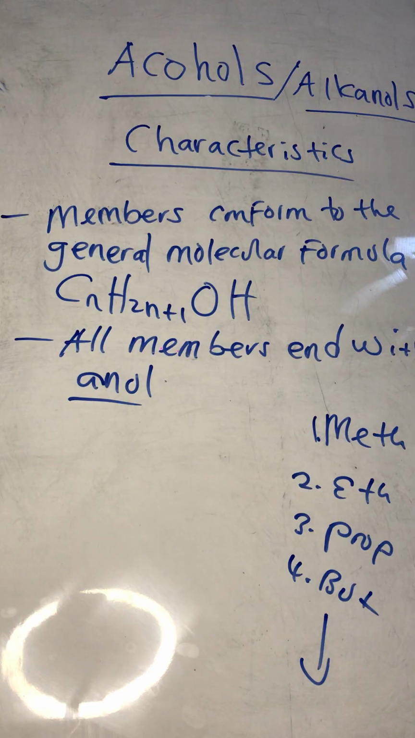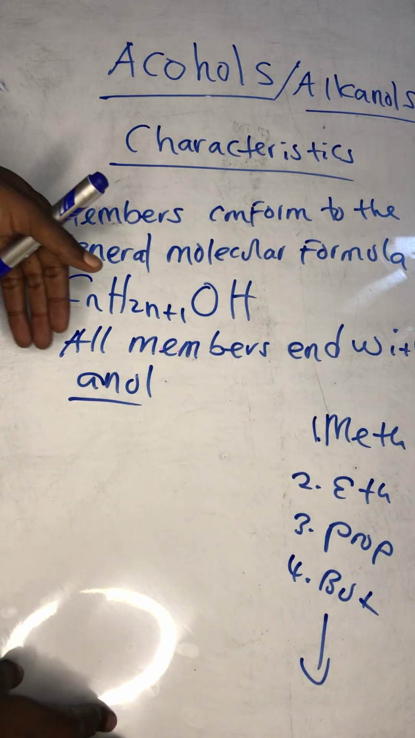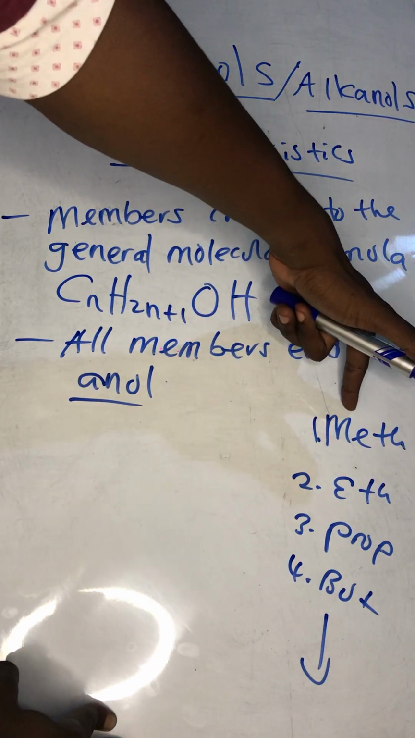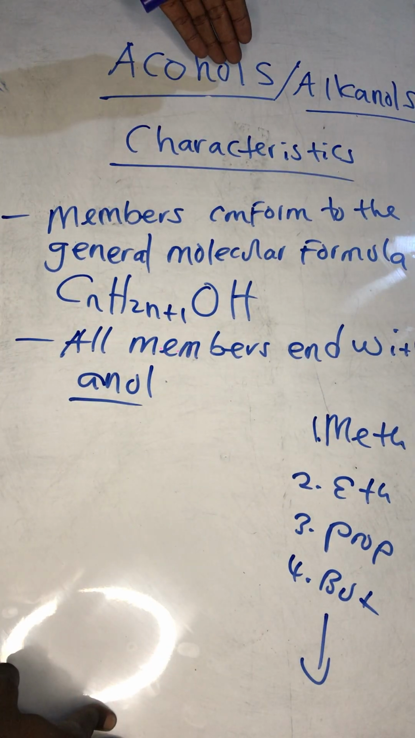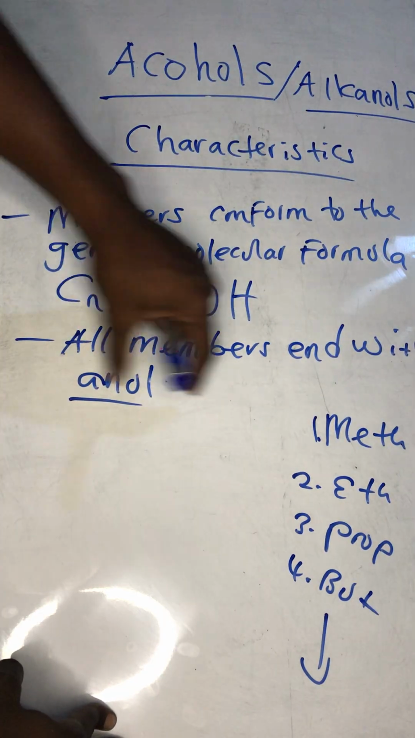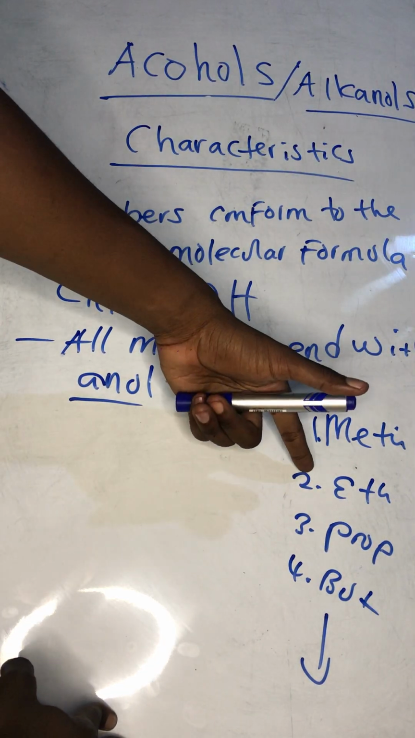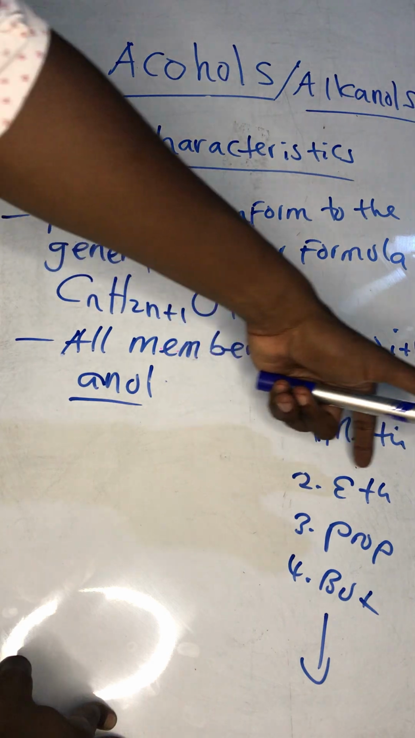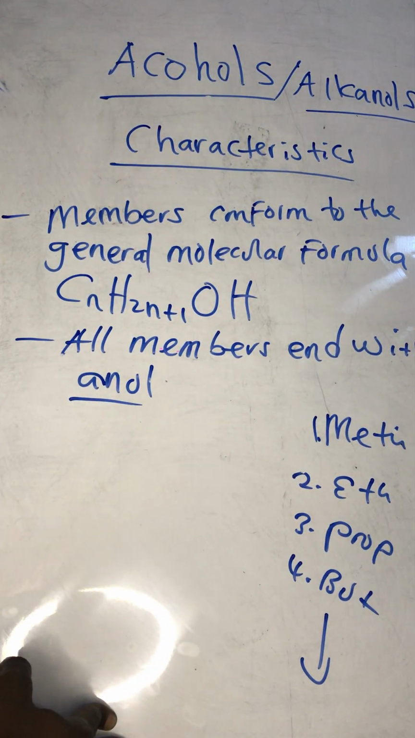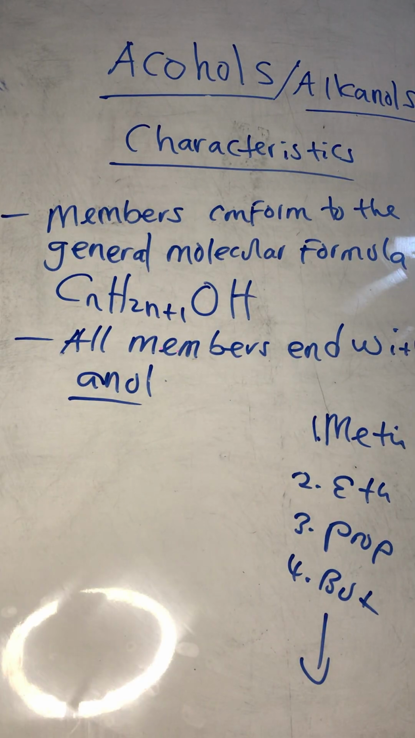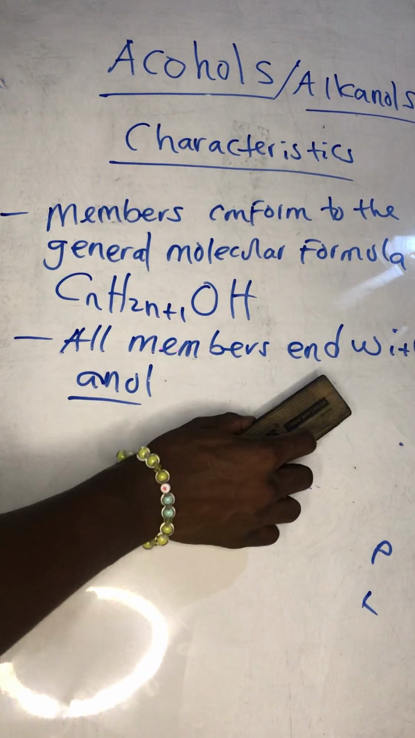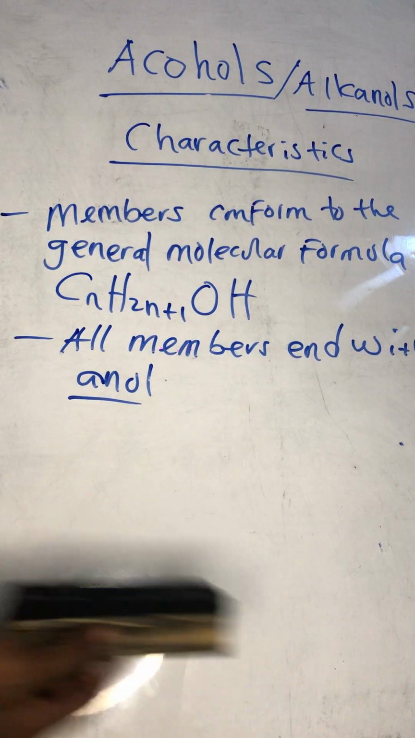So if we follow this nomenclature, and we are saying all members end with ano, it means the name of the first member of the alcohols or the alkanols is methanol. You've seen that? Ano. The name of the second member is what? Ethanol, propanol, butanol, pentanol, hexanol, heptanol, octanol, nonanol, decanol, just like that. So that is characteristic number 2.